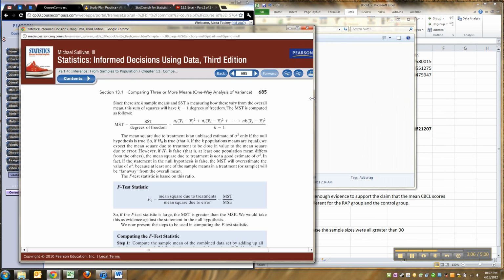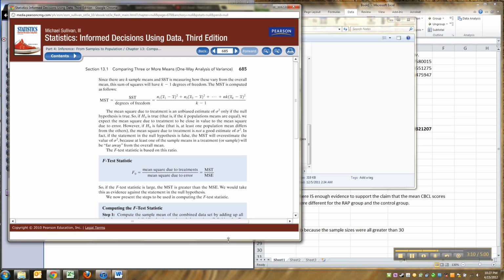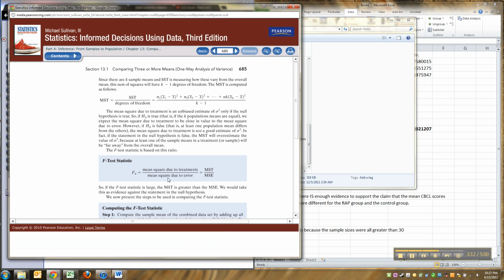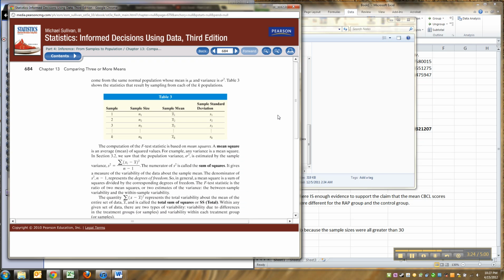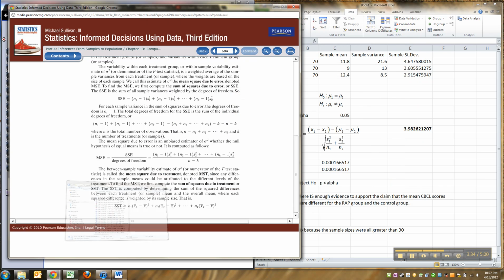So here we go. So the F statistic is the mean square due to treatments over the mean square due to error. So you're going to have to find MST and MSE. And now both of those, there's little formulas for them. MST is actually SST divided by your degrees of freedom, and MSE is on the previous page down here. So you have to find this guy right here, that formula. Okay, well, it looks really horrid, but Excel actually finds it pretty quickly for you.